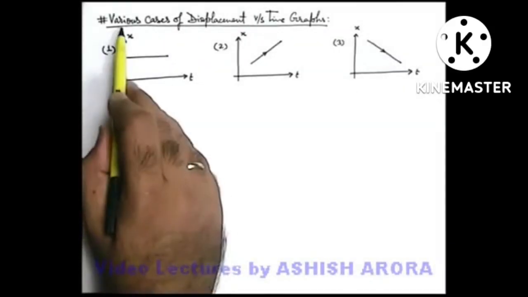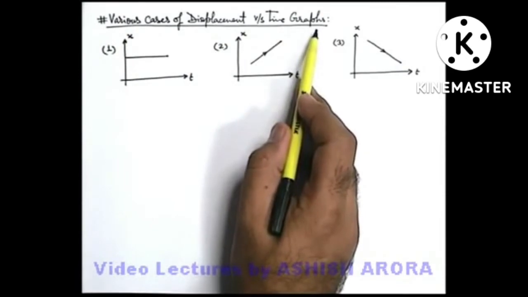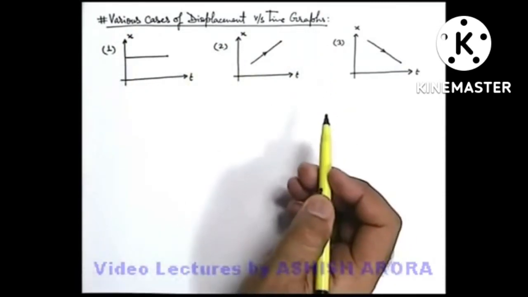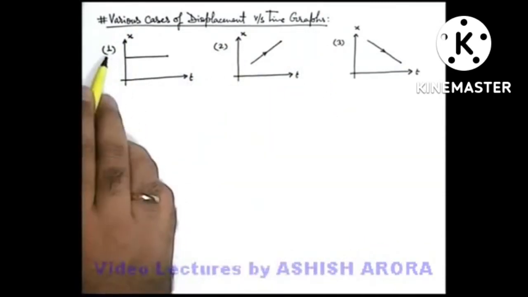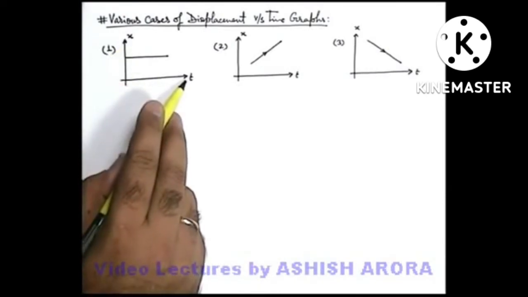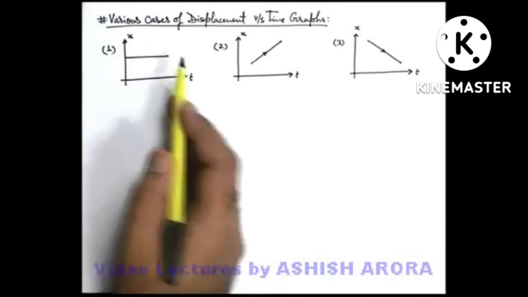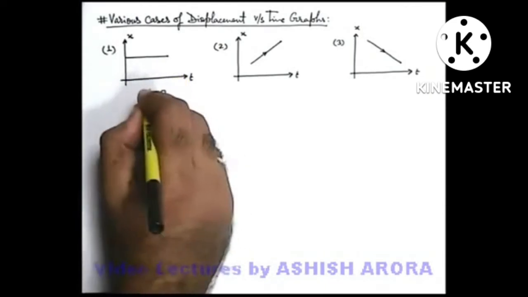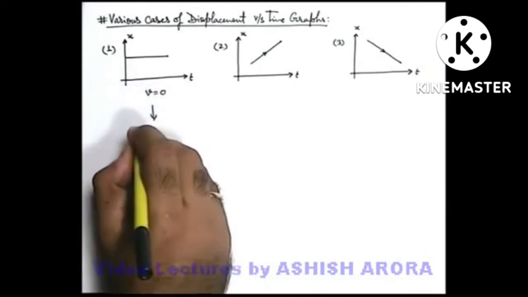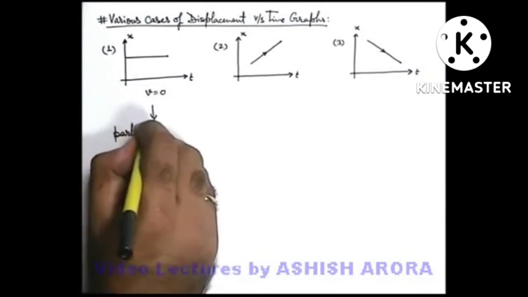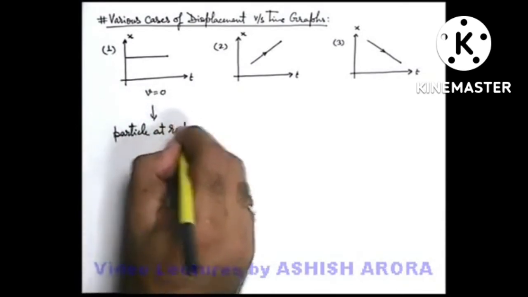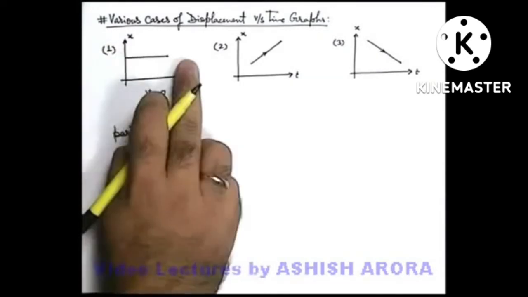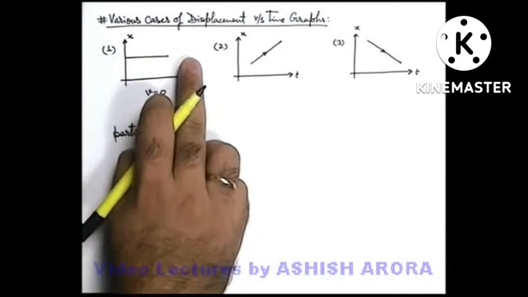Dear students, now we'll see various cases of displacement versus time graphs. First, we'll analyze these three graphs which are shown here. The very first graph, when we talk about displacement versus time, is a horizontal straight line. So the slope of this line is obviously 0. So here we can write the velocity of the particle is 0. That means this directly denotes the particle at rest. Whenever a particle is at rest, its displacement-time graph will be a horizontal straight line.